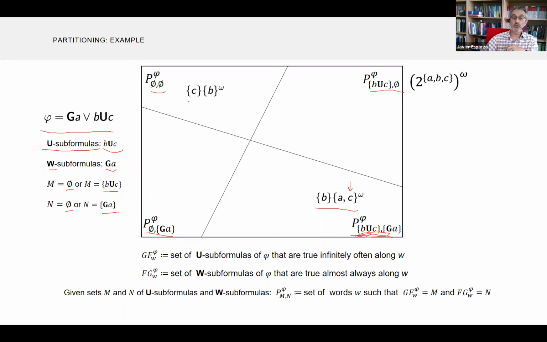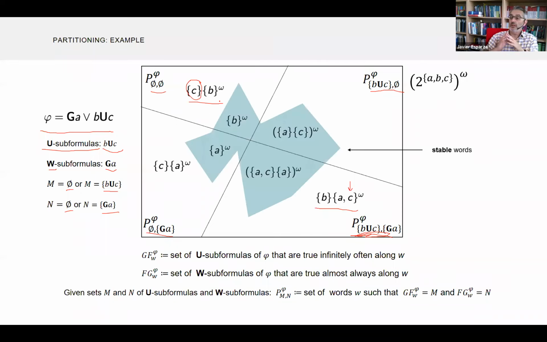And for example, this word belongs here. And why? Because B until C does not hold infinitely often. It only holds once at the beginning, but then never again. And GA does not hold almost always. In fact, it never holds. And you can continue doing things, adding words and partitioning words in this way. Okay, so now we are done with the first thing that we have to worry about, which is this partition.